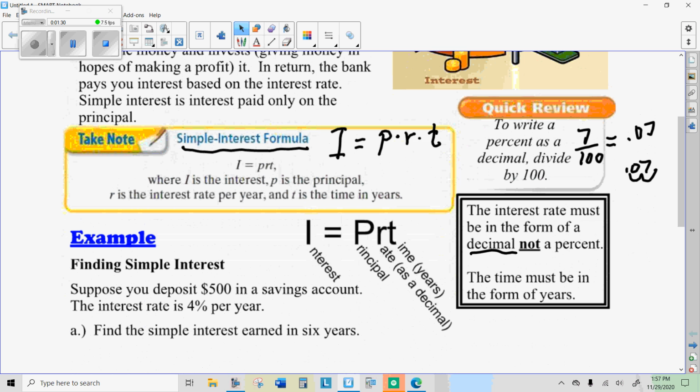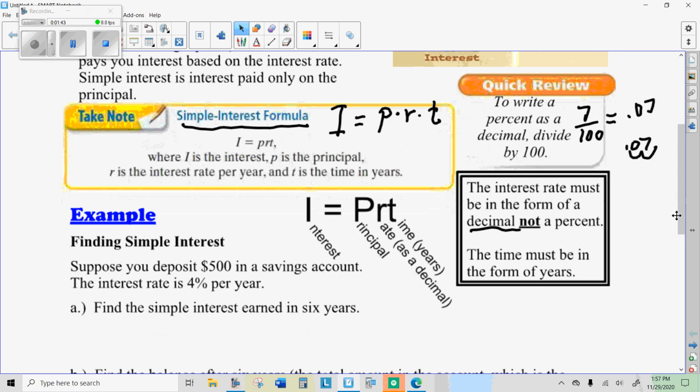So when you're using this formula, you have to make sure your interest rate is a decimal, not a percent. Remember that a percent means out of 100, it's just written shorthand. So it really is a different number.